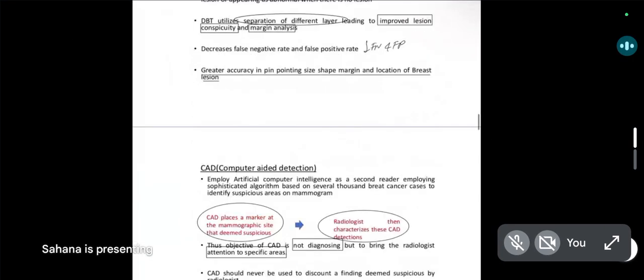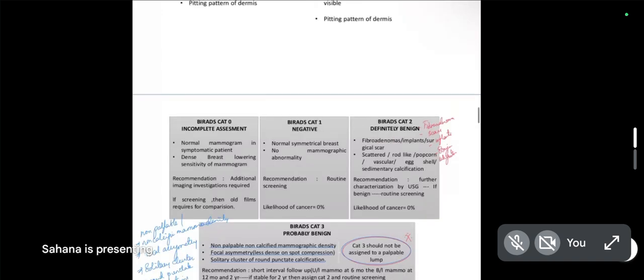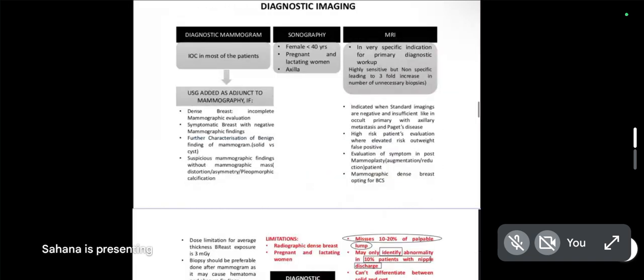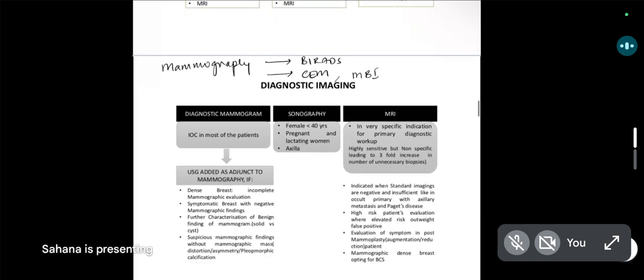So let's go into breast imaging. Here in mammography, okay, the things that they have asked in mammography are BIRADS categorization, contrast enhanced mammography, molecular breast imaging. Then there's a question on mammography density, that is the ACR grading, ABCD.